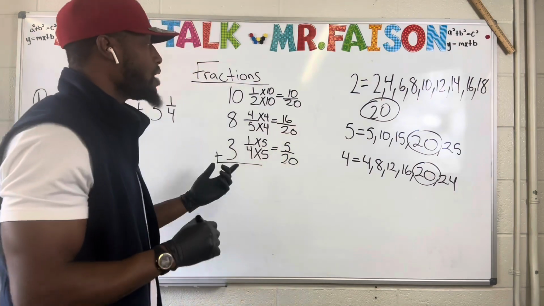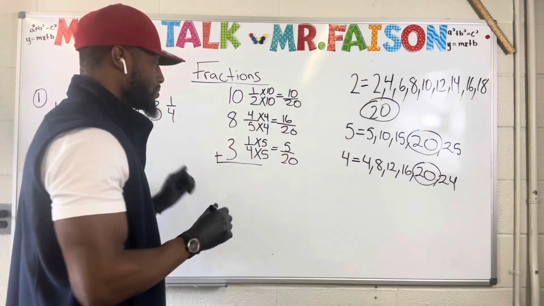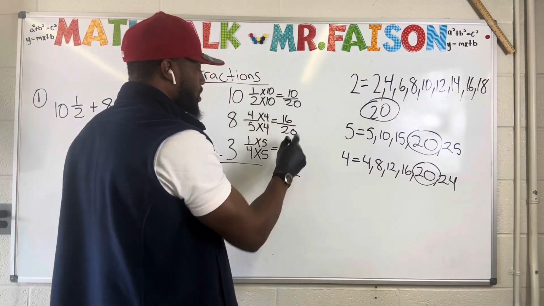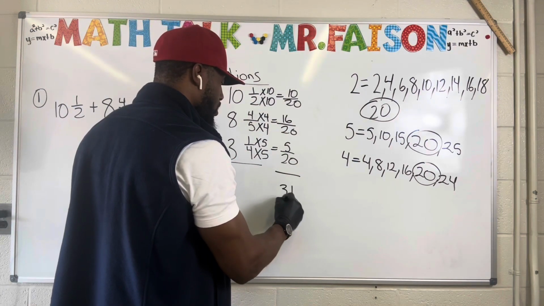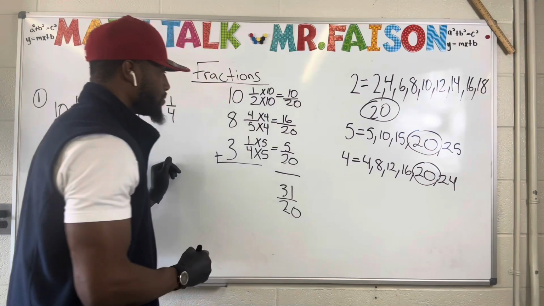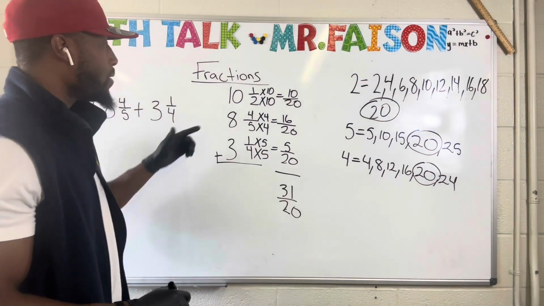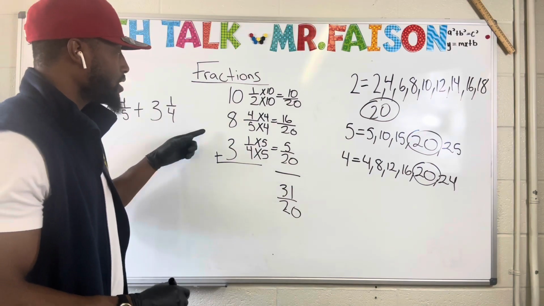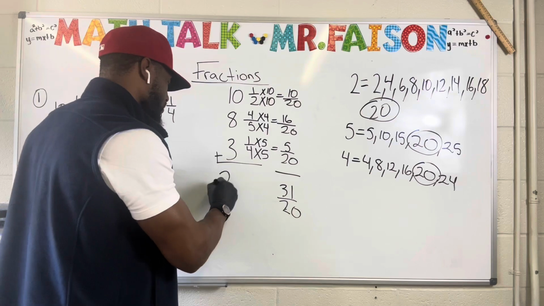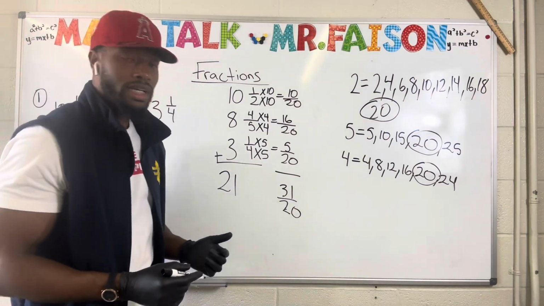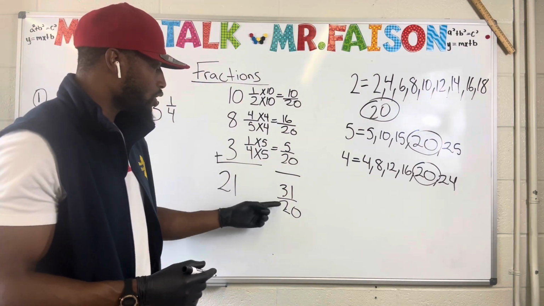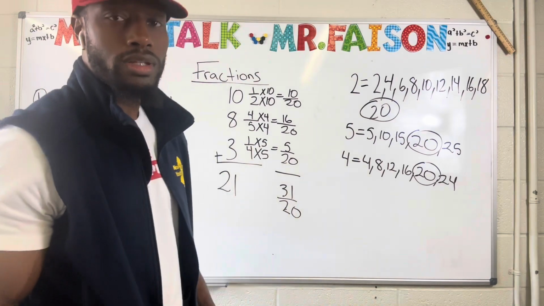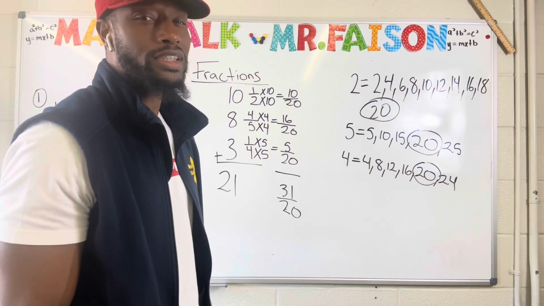All right? Now what I'm gonna do is add all of these up. If I have 10 plus 16 plus 5, that's gonna give me 31 over 20. All right? Now I have 10, 8, and 3. That's 18, 19, 20, 21. My question to y'all is, can I put 21 and 31 over 20 together and make it 21 and 31 over 20? Y'all better not have said yeah.